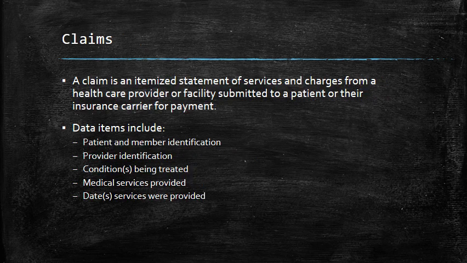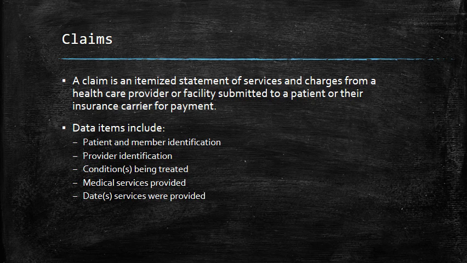A second major source of data for payers is their claims file. A claim is an itemized statement of services and charges from a healthcare provider or facility that is submitted to a patient or, given our economy, more likely to their insurance carrier. It's a bill. Data on this bill or on the claim includes identification of both the patient and the member, if they're two different people, identification of the provider.